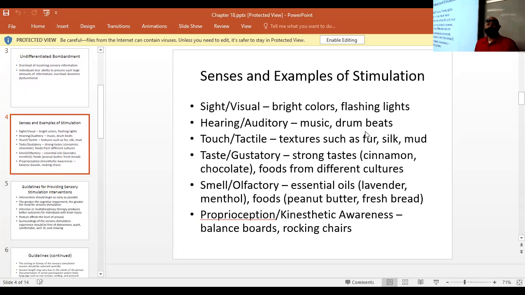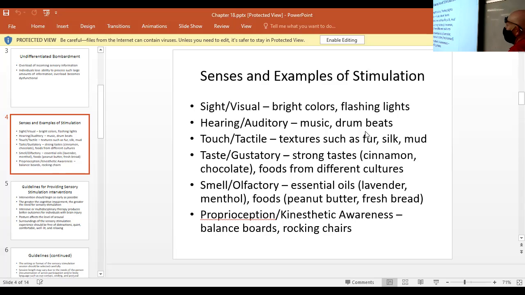So we all know what our senses are, and these are just some examples of things that stimulate the different senses. You've got sight and visual: bright colors, flashing lights. We've talked a little bit about this. Sometimes we have to watch out for this with our patients. If we have patients who have epilepsy, flashing lights can actually cause seizures at times. Kind of an interesting note that a lot of people don't know.